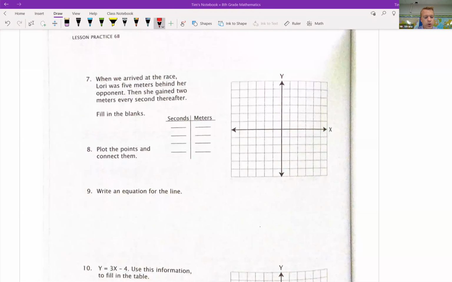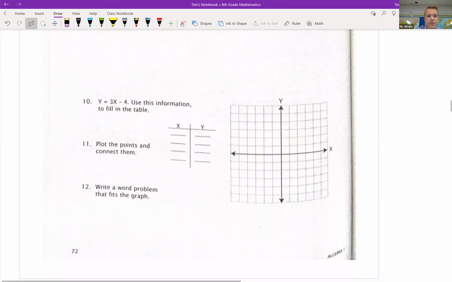Okay, eighth grade, we are going to go over your homework here for tonight. So 72, 73, 74. Let's start on page 72.